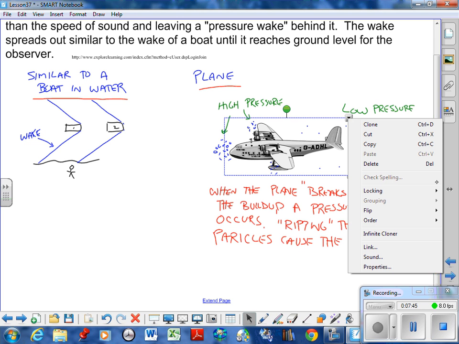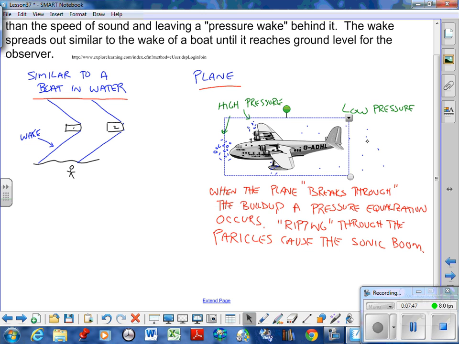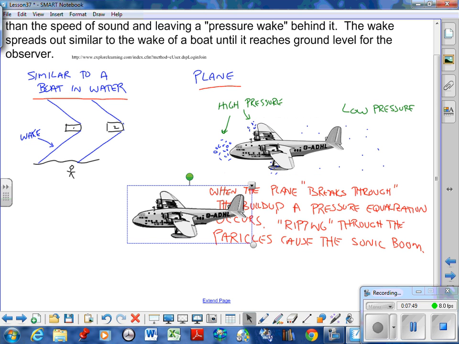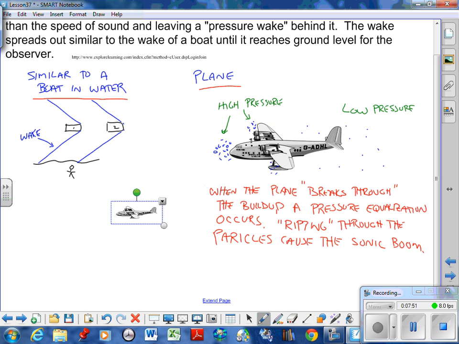So copy that for a sec. Paste it a little bit smaller. So someone on the ground, okay, you're going to hear that sonic boom like the wake of the boat. All right, so that cone, it creates a cone in that leading edge. When that sound reaches you, that's when you hear that sonic boom. So you'll see the plane before you hear that sonic boom.